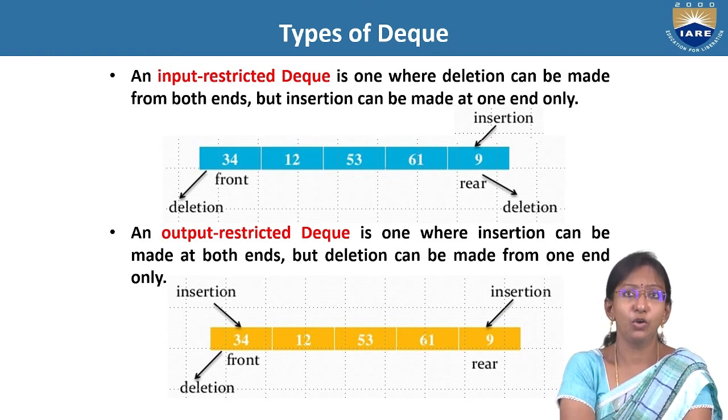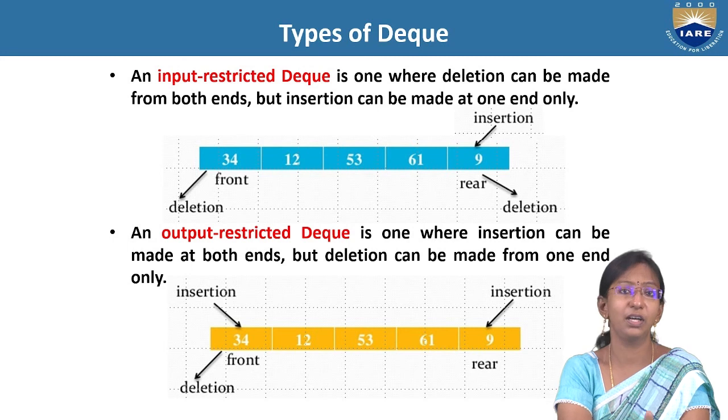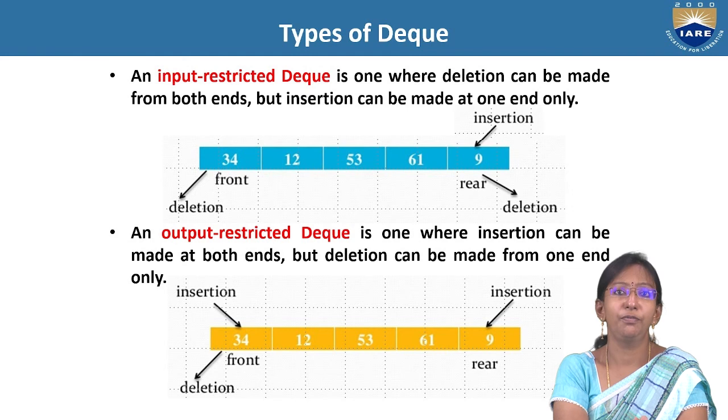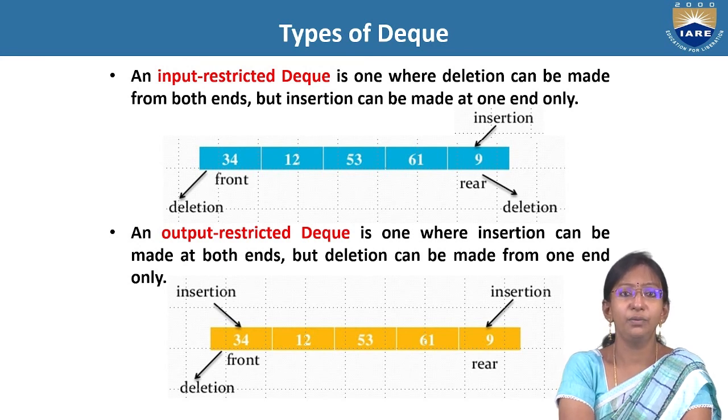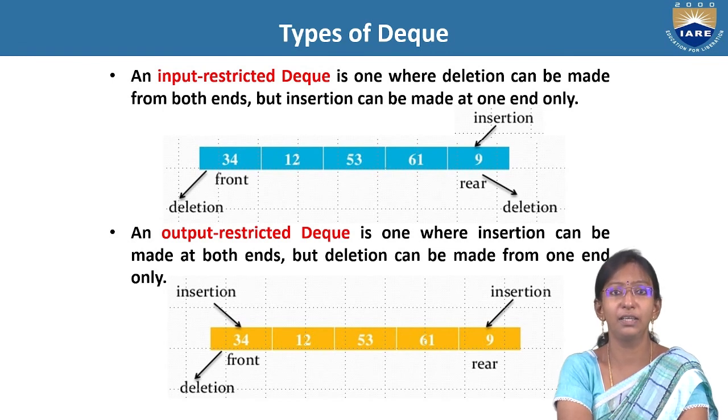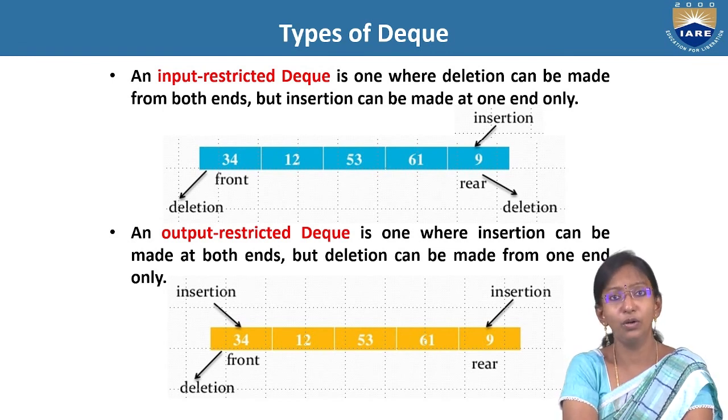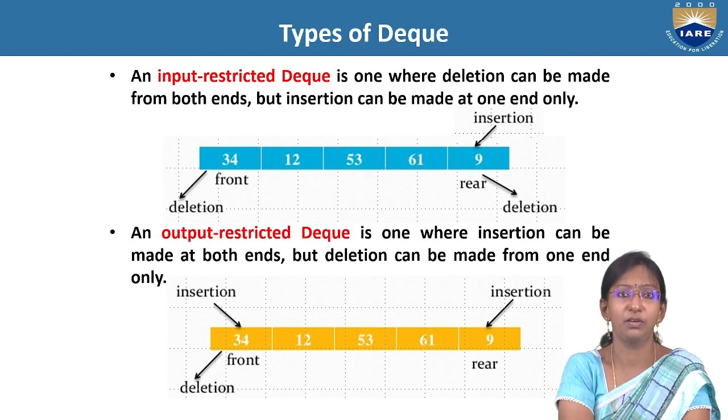There are two types of dequeues also: input restricted and output restricted. What is input restricted? In input restricted, the front end is meant for deletion, and it got an extension of insertion. If you revoke that privilege, it is input restricted. Coming to the second one, output restricted: the rear end was generally for insertion, and the extra operation it got is deletion. If you revoke that operation, it is output restricted.